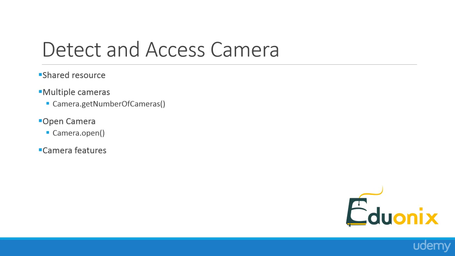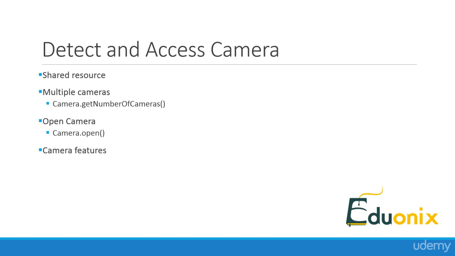Android devices can have multiple cameras. For example, a back-facing camera for photography and a front-facing camera for video calls. Android 2.3, API Level 9, and later allow you to check the number of cameras available on a device by using the Camera.getNumberOfCameras method.